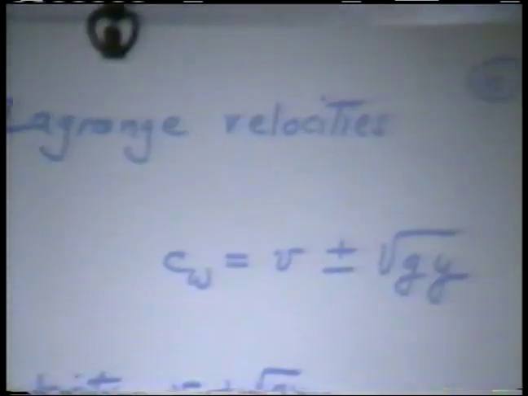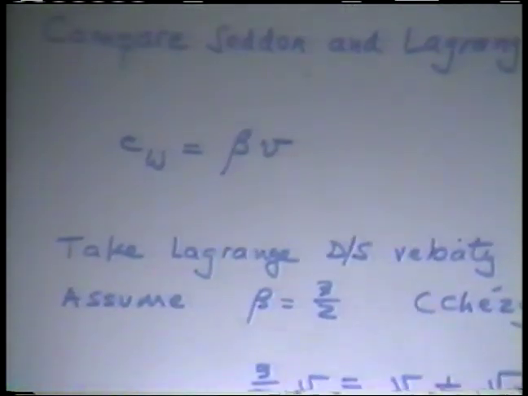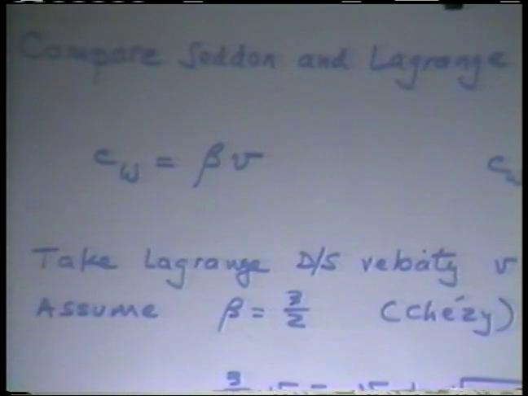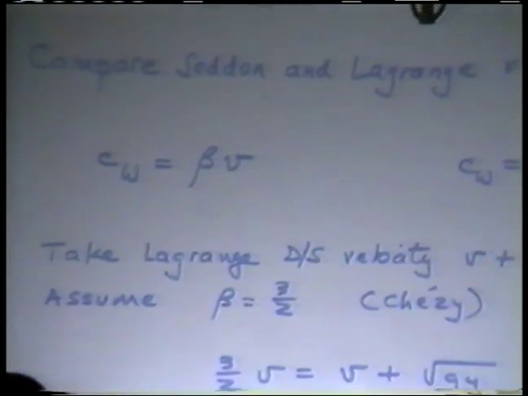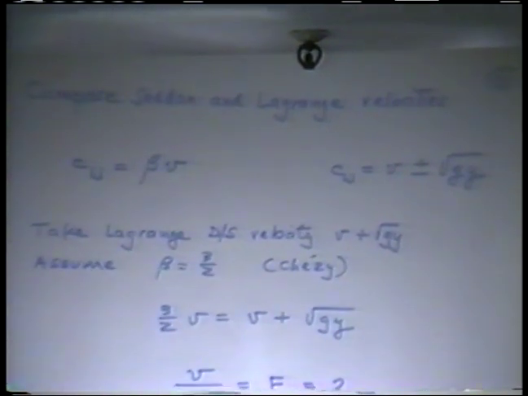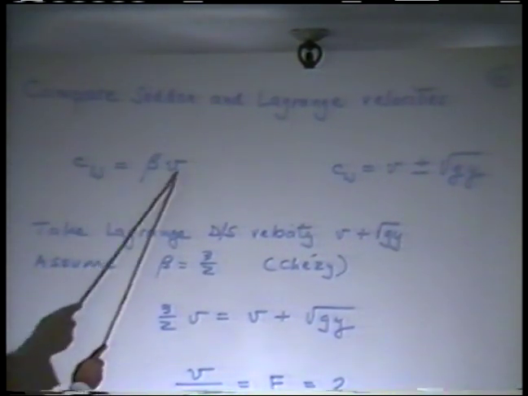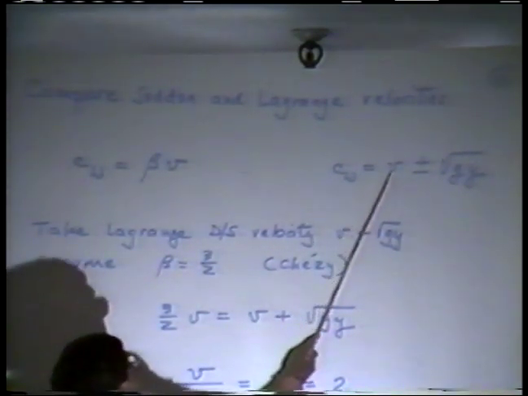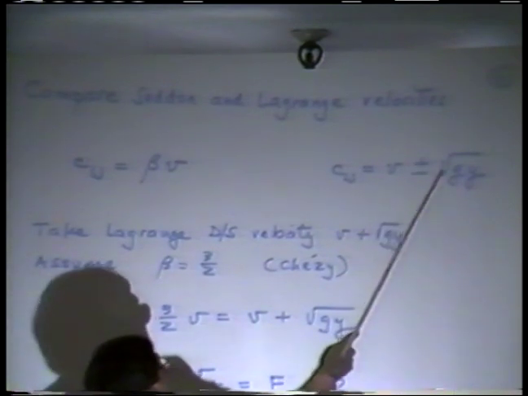Okay? Let's compare these two, Seddon and Lagrange velocities, and see where they match, and if indeed they do match. So the Seddon velocity is going to be beta times v. And the Lagrange velocity is going to be v, which is the mean velocity of the flow, plus minus the square root of gy.